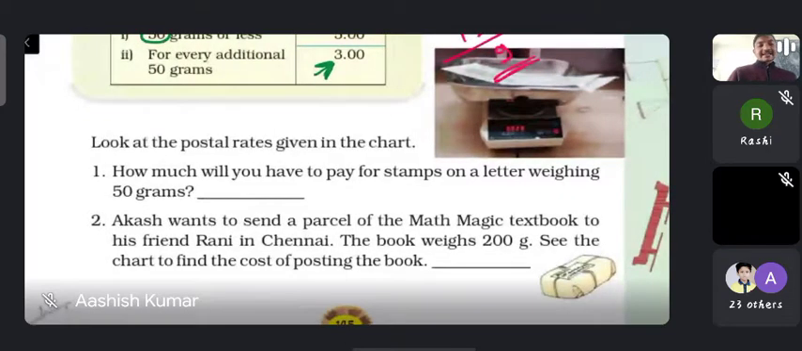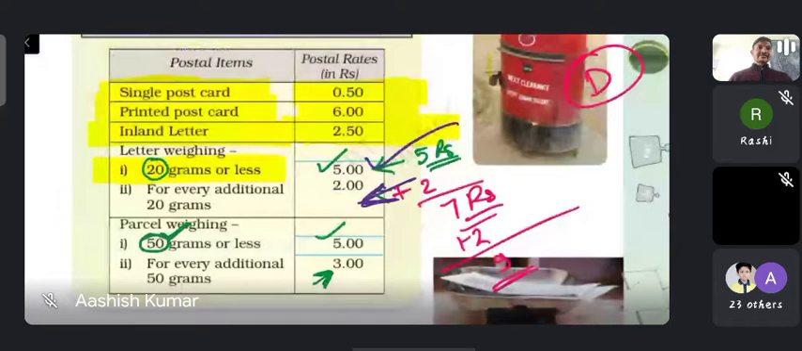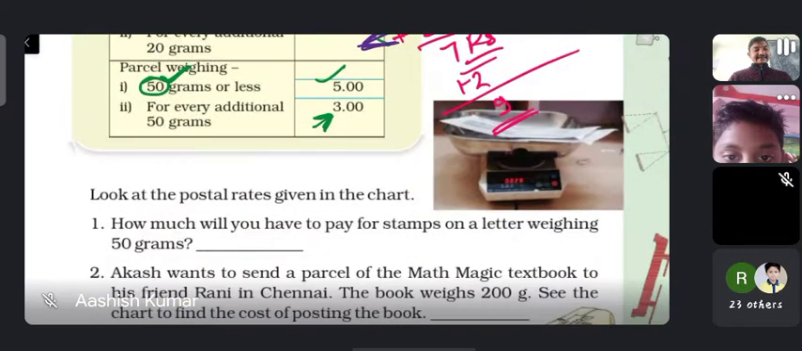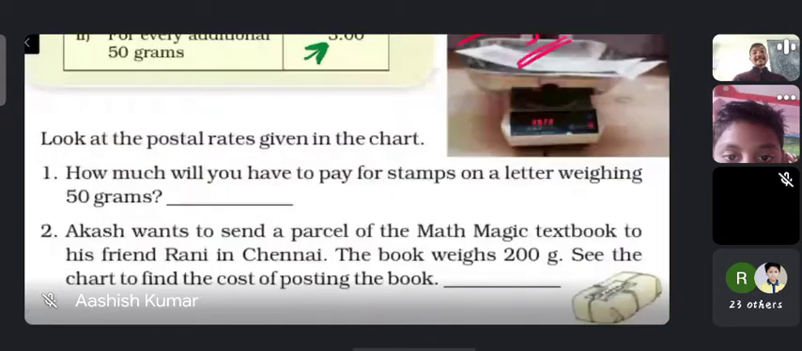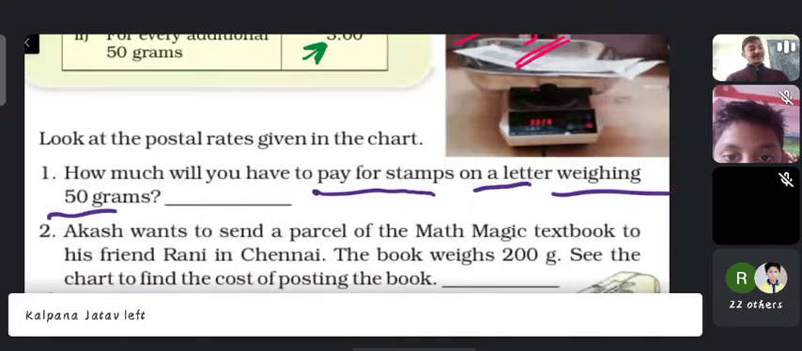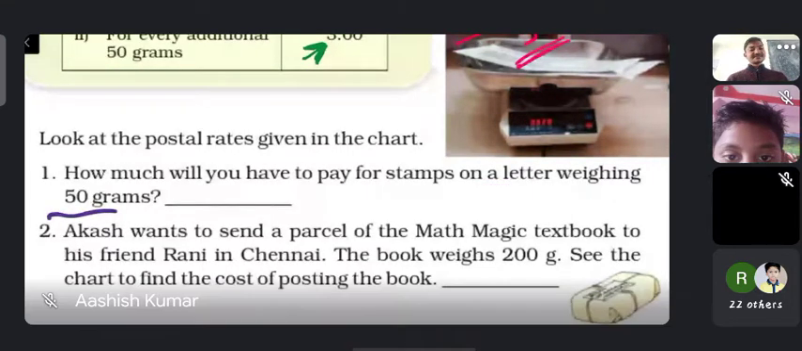Now, look at the postal rates given in the chart. By the way, we have already looked into the rates and the items. So, answer the given question. The first one is, how much you have to pay for stamps on a letter weighing 50 gram. For 50 gram, it is very easy to calculate.